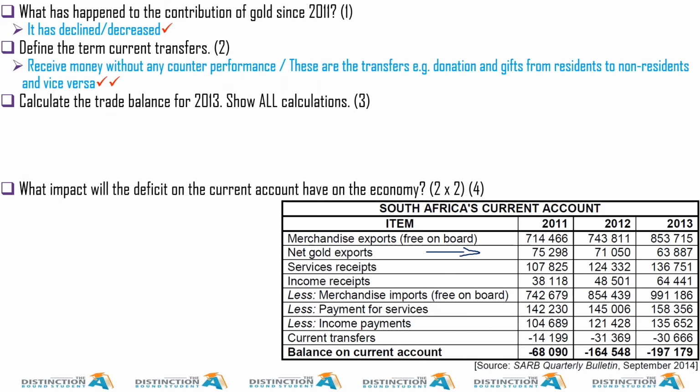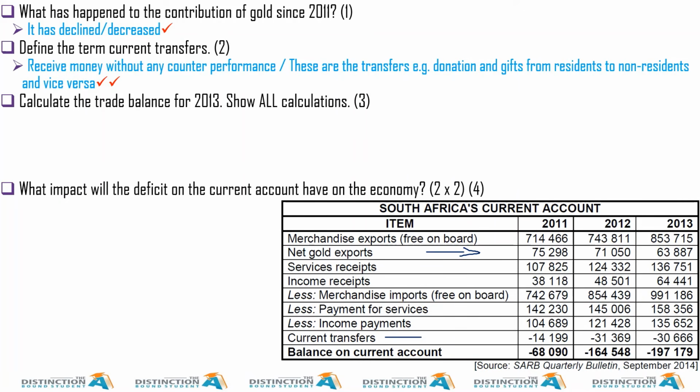Define the term current transfer. Okay, current transfer, we did it before. This one here, it's the one I was telling you about, donations and stuff. You receive money without any counter performance. That means you're probably just being given a gift, or they're donating to you, and so we donate to them, they donate to us. So that figure, they make it a net figure depending on what outweighs what. If we sent more than they gave us, it will be a negative. If we got more, then it will be a positive.